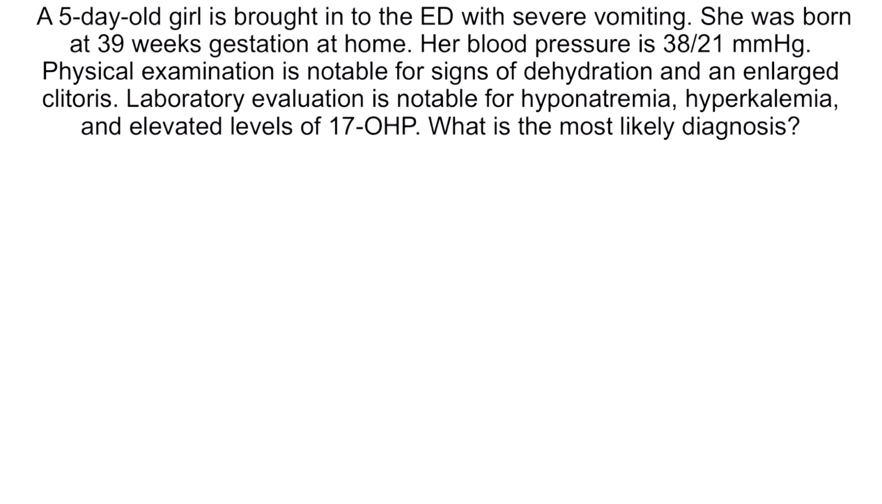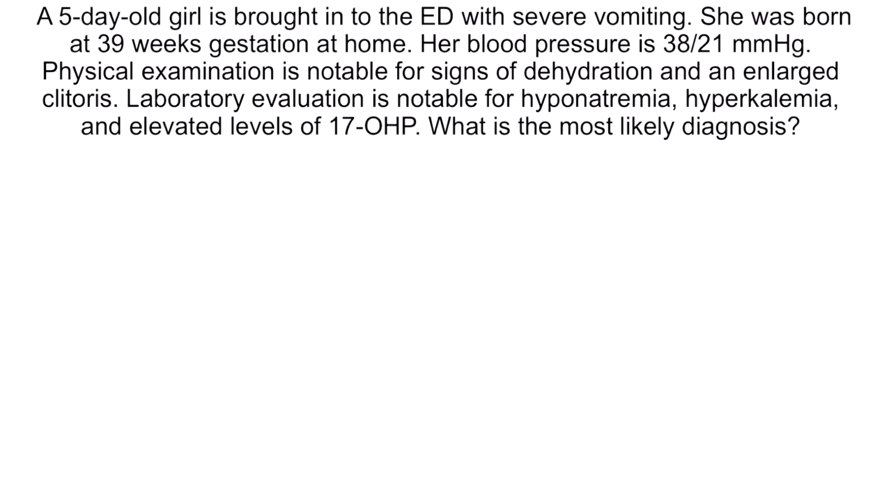All right, let's try a question. A 5-day-old girl is brought into the ED with severe vomiting. She was born at 39 weeks gestation at home. Her blood pressure is 38/21 millimeters of mercury. Physical examination is notable for signs of dehydration and an enlarged clitoris. Laboratory evaluation is notable for hyponatremia, hyperkalemia, and elevated levels of 17-OHP.